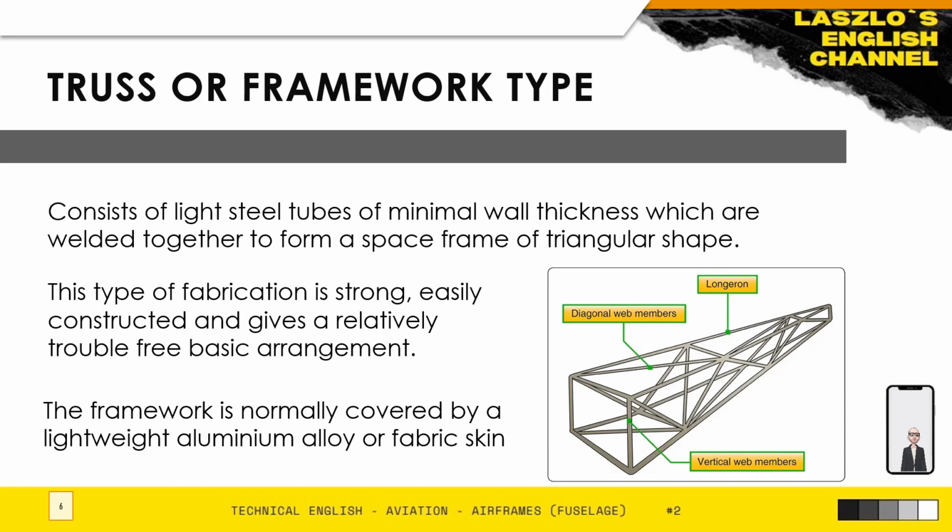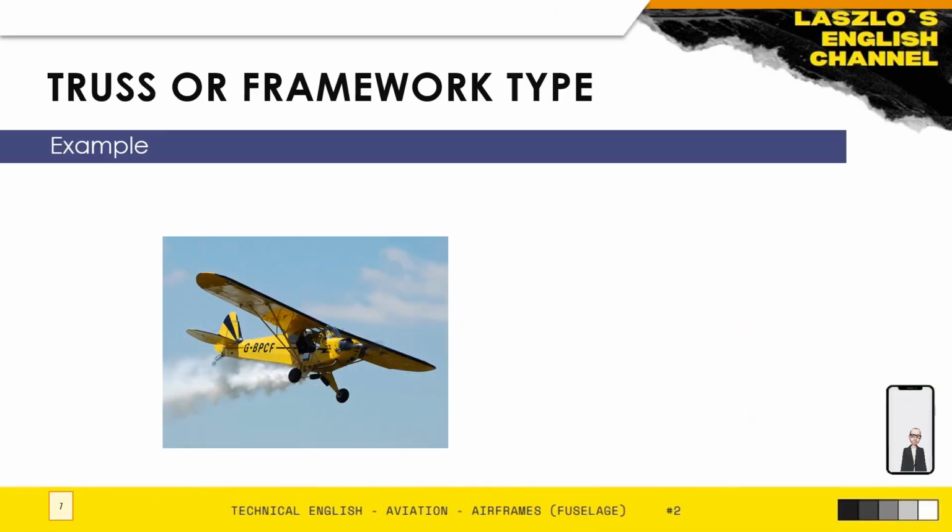This type of fabrication is strong and easily constructed. It also gives a relatively trouble-free basic arrangement. The framework is normally covered by lightweight aluminium alloy or fabric skin to form an enclosed and aerodynamically efficient load-carrying compartment. Examples of aircraft using this construction are the Auster J6 and the Piper Cub. You can see an example of which on your screens now.